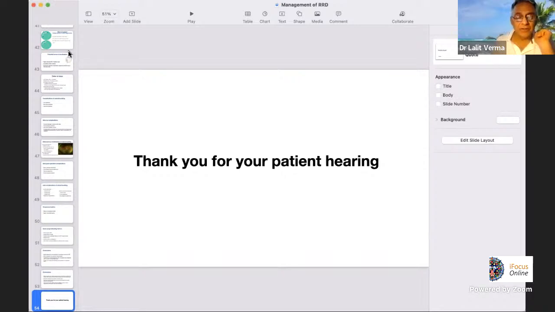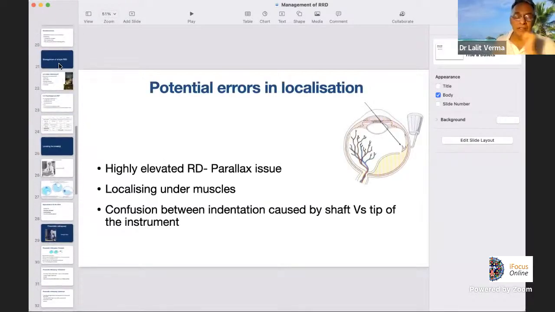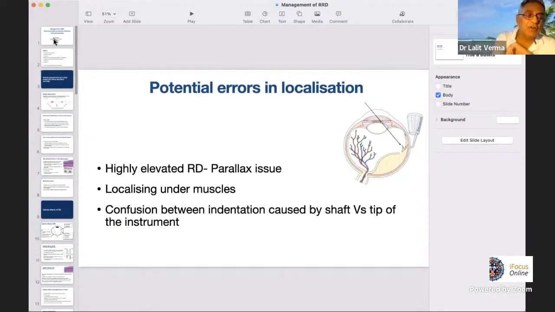I think Dr. LG has very nicely covered this topic of buckling and pneumoretinopexy. The initial couple of slides also explained the various factors which keep the retina attached. Those 5-6 slides are very, very important to learn how the retina is normally attached. And very important, he emphasized a lot of slides on complications, how to manage them and how to prevent them also.